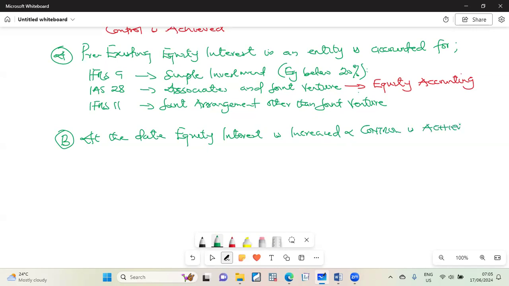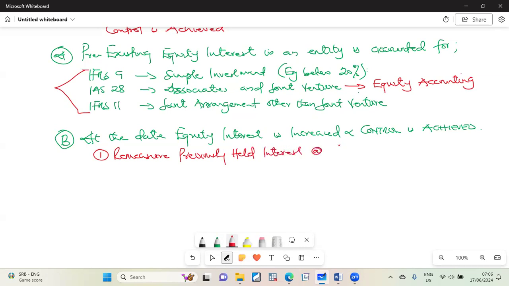Immediately control is achieved, these are what you do. Please, these are the principles, so when we start solving the question, just bring in these principles. One, you will remeasure the previously held interest. Remeasure your previously held interest, and you are going to remeasure it at fair value. That is IFRS 13.